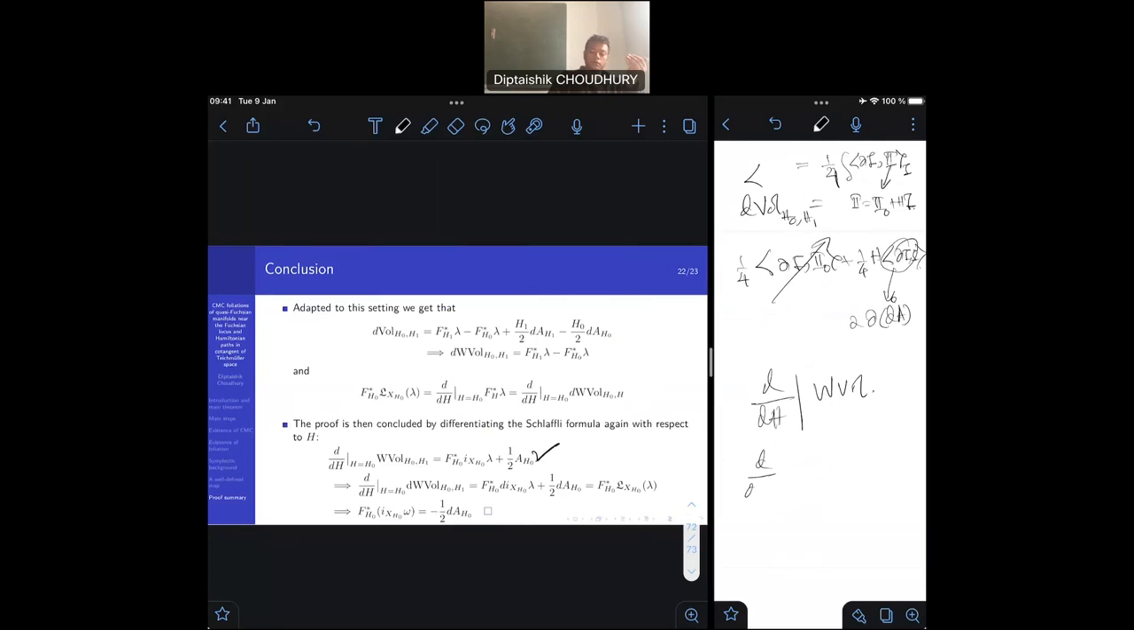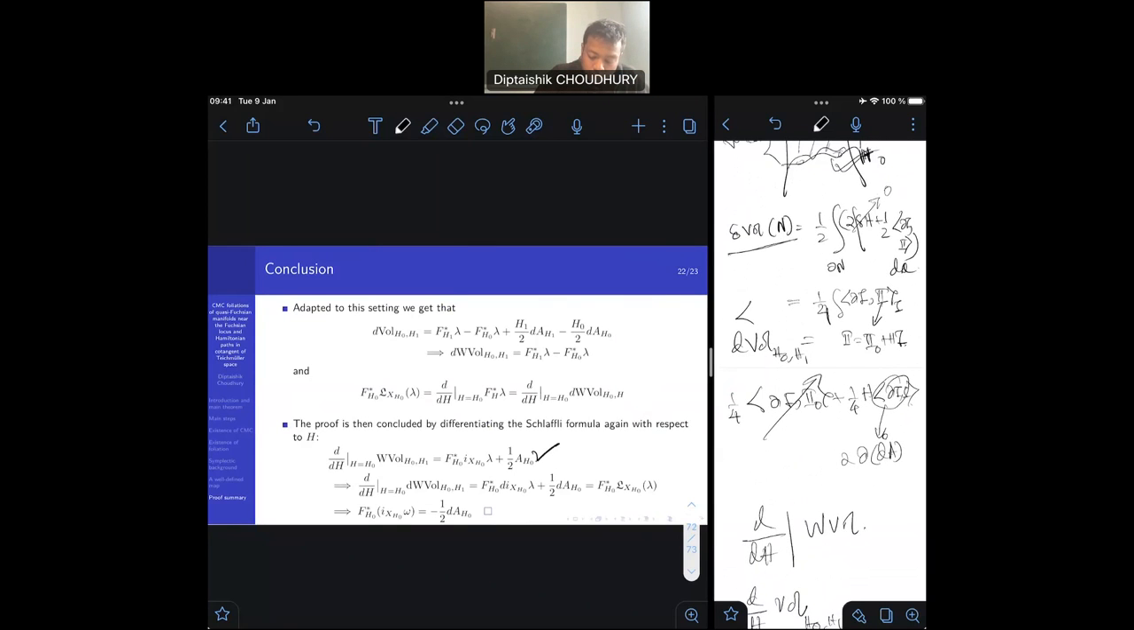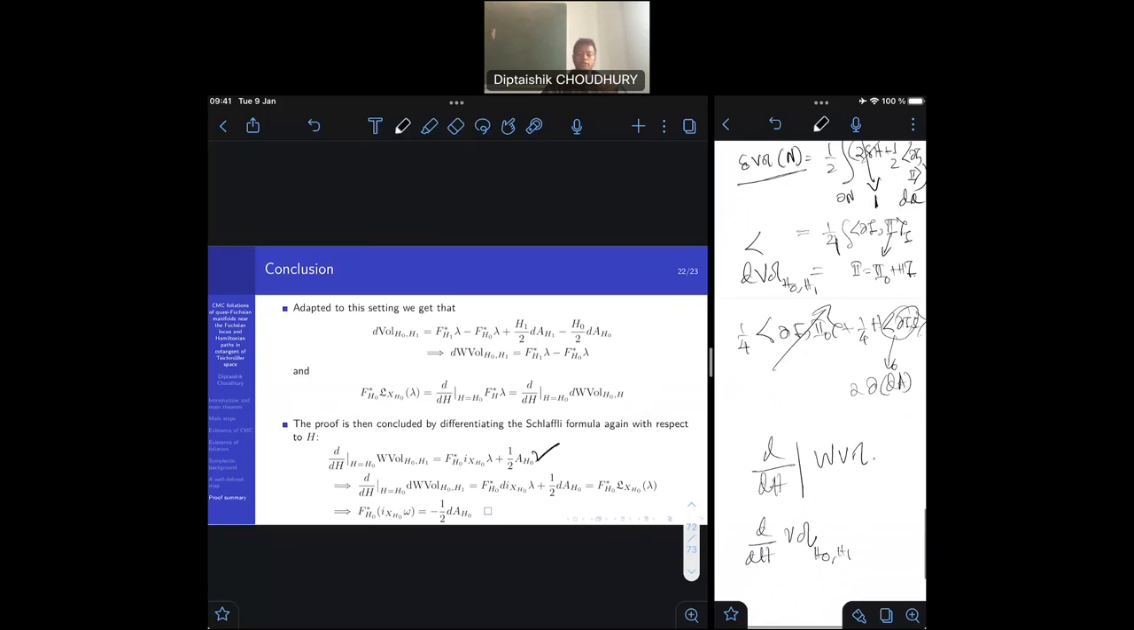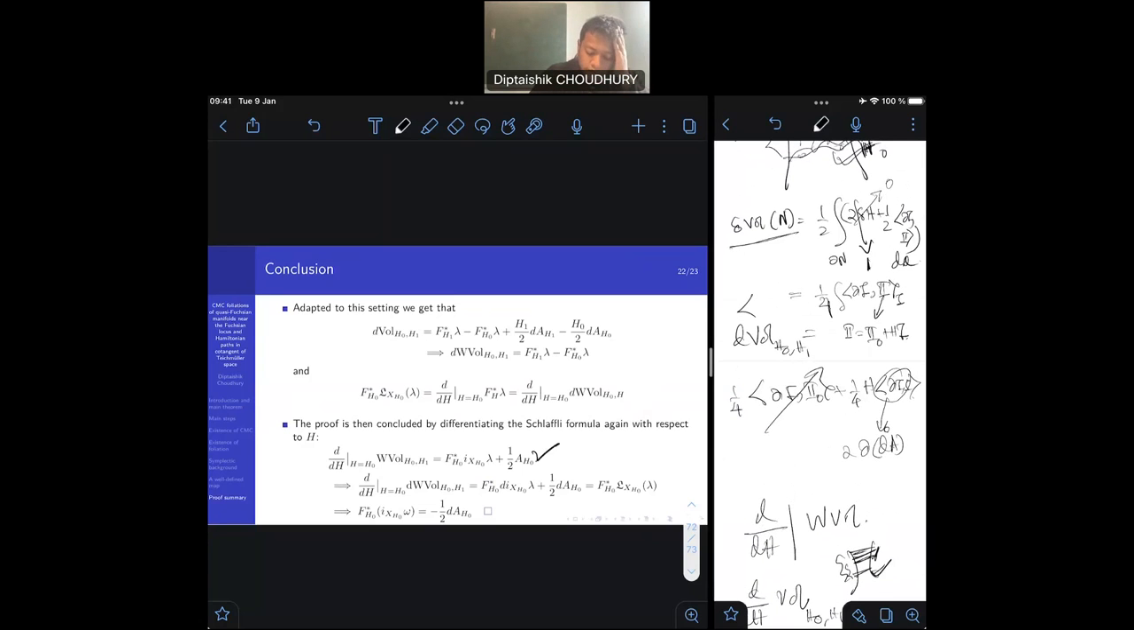So for this, first you require again the Schläfli formula, but you first require the variation of the volume, and there you keep the variation of H equal to 1, because you want to keep the manifold fixed, but you want to see how the value of the volume is changing as you are changing the CMC H surfaces. So keeping this fixed and changing that, you want to check this derivative of the change of these volumes, right? This will amount to computing this variational formula, keeping the variation of H equal to 1, because you want to get a CMC H surface at every level.